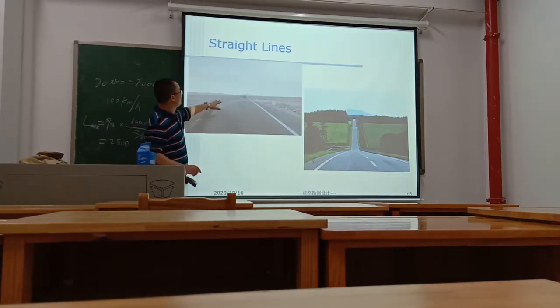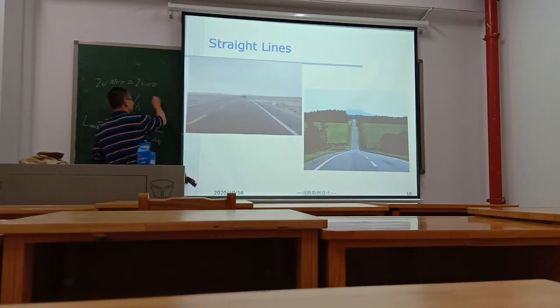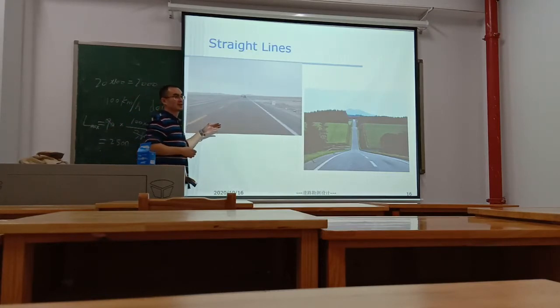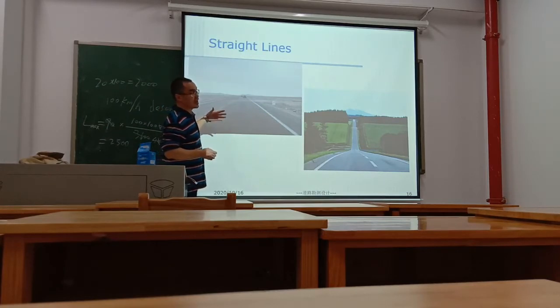This is on the desert. How to spell desert? There's a wilderness. On desert, the straight line or the tangent, the long straight line, is usually used.